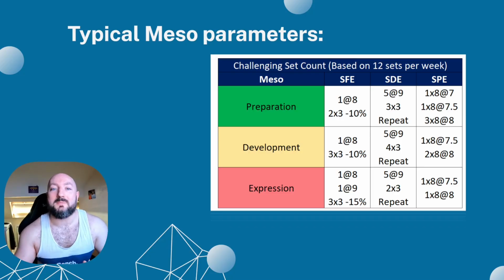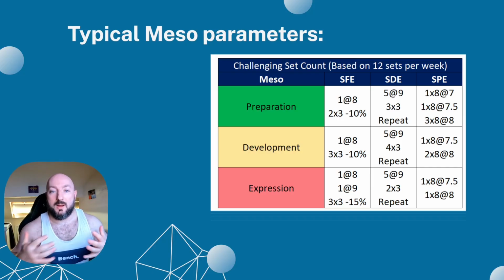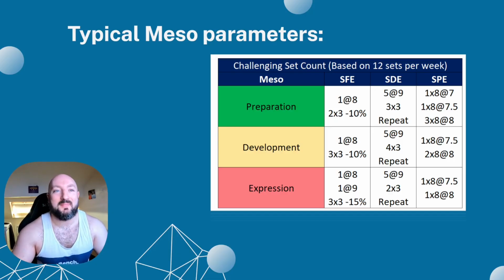But then you look at the SP slot and there's a set at 7, a set at RP 7.5, and then 3 sets of 8 at 8. So that's a lot of work that's going to drive the adaptation in the prep block of hypertrophy, but less towards strength, unlike the expressive block. So I'm hoping that sort of clicks.